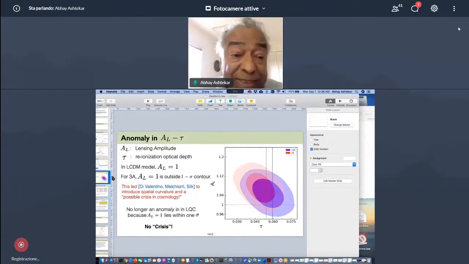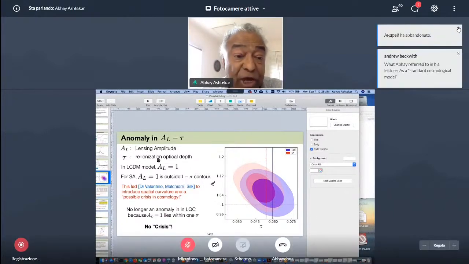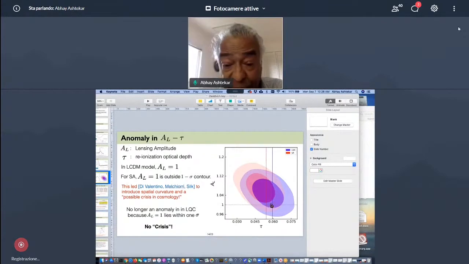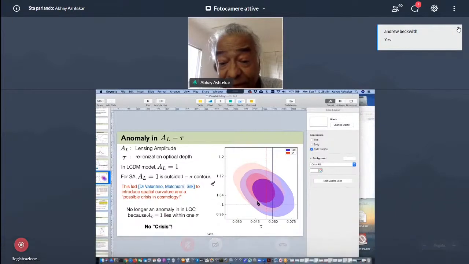Now, what happens with the lensing amplitude anomaly? So what we can do is plot the lensing amplitude versus the optical depth up here, which is the reionization optical depth parameter tau. And in the lambda CDM model, the assumption is that A_L should be equal to 1. So it should be equal to 1 up here. Now the prediction that I gave before, for the standard ansatz, is in red up here. The two overlap, and therefore it becomes violet. But that prediction is this contour, and this is away from the value 1.